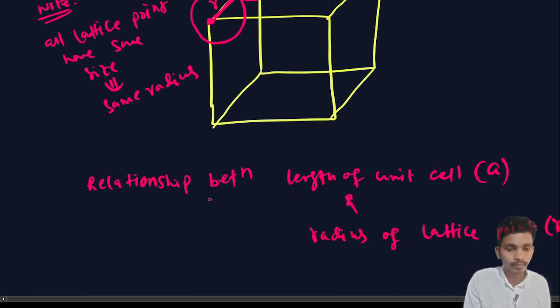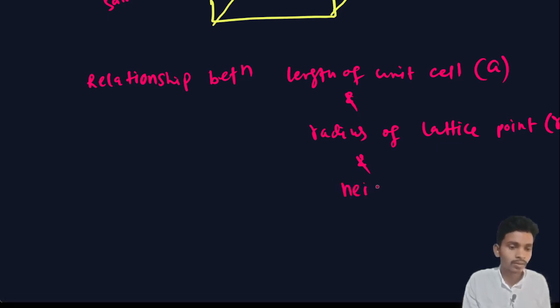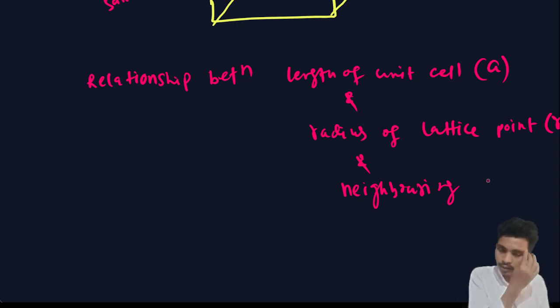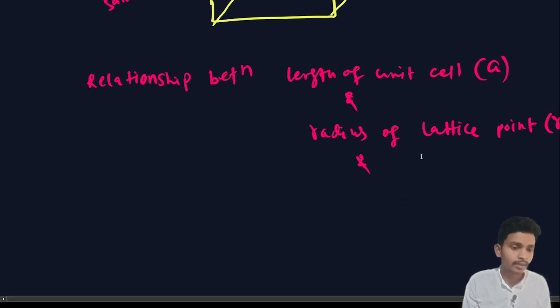Now, a relationship between the length of the unit cell a and the radius of the lattice points, and another is the neighboring, or you can say the interionic distance.